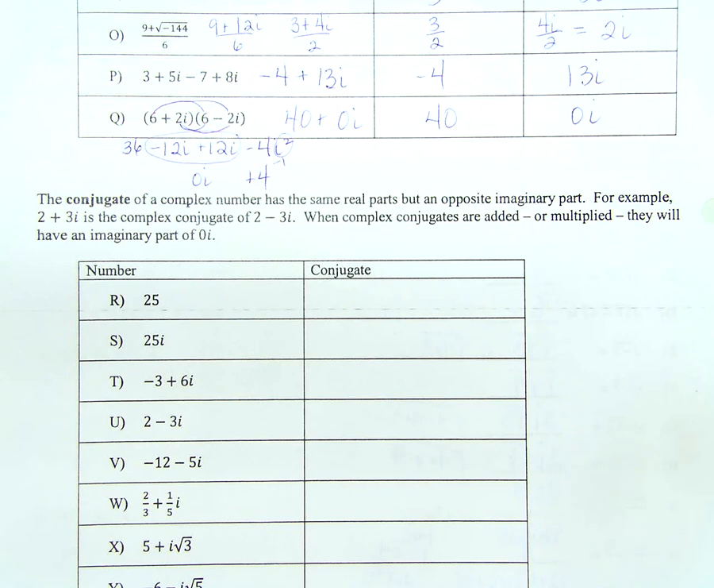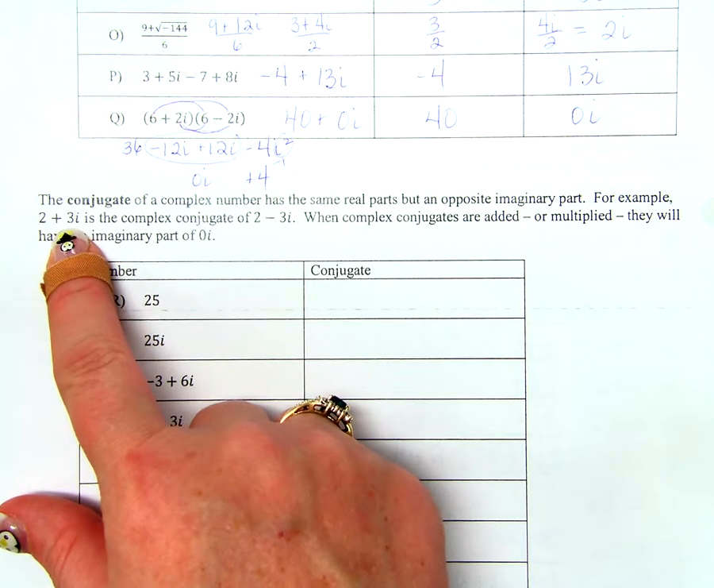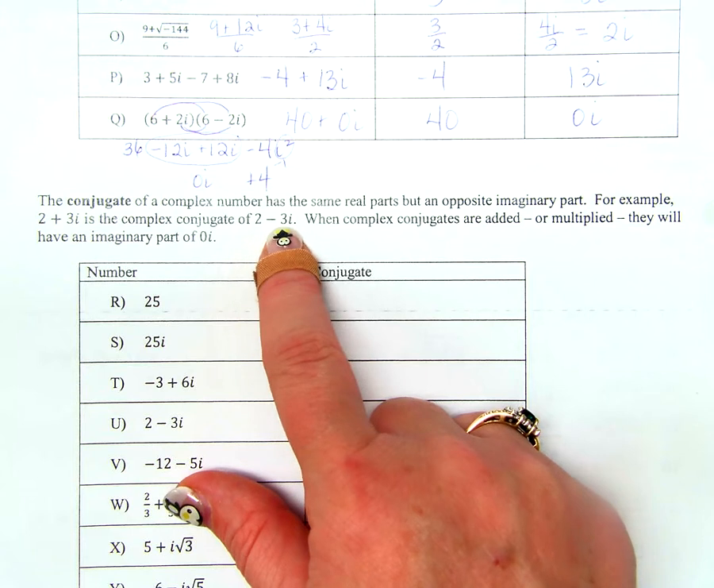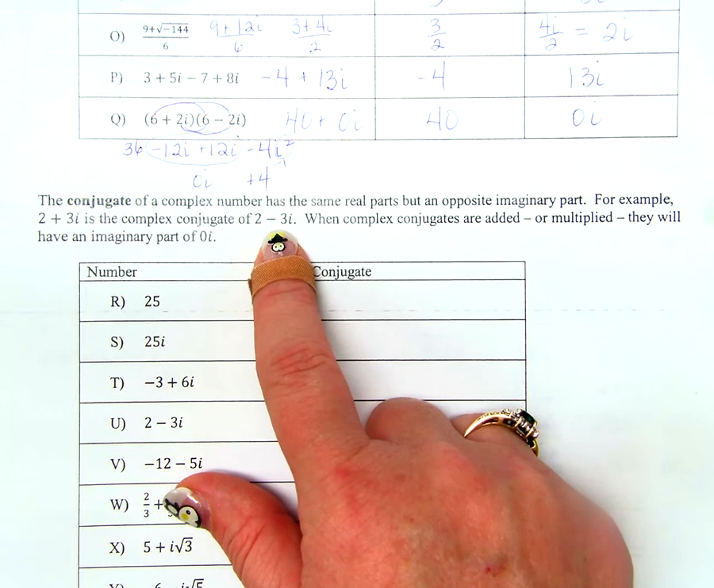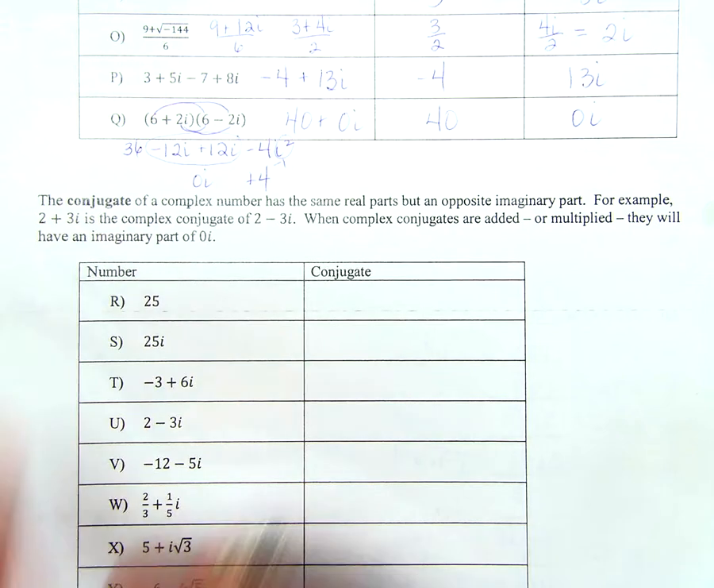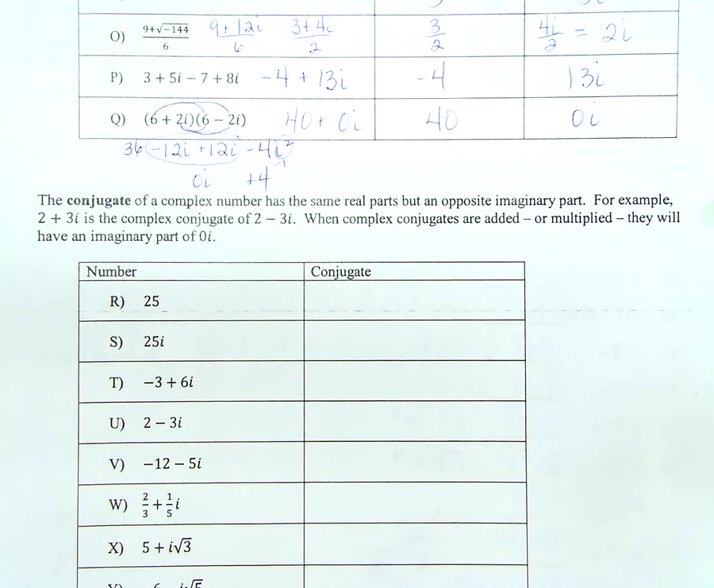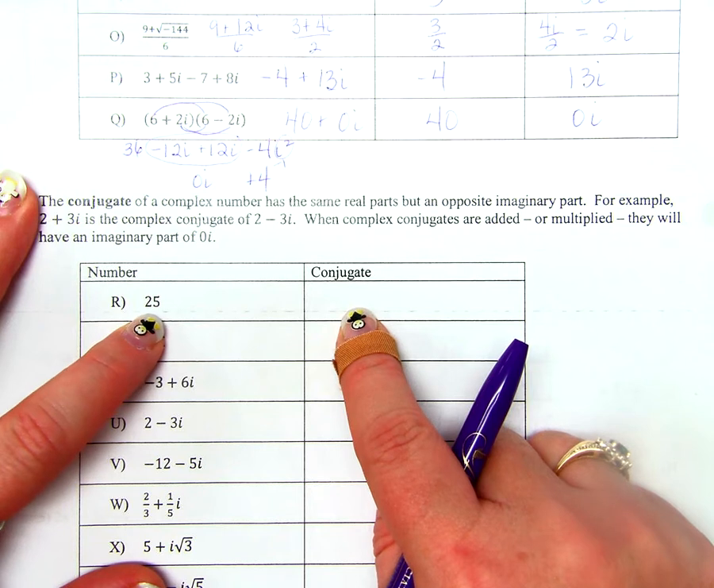A conjugate of a complex number has the same real part, but an opposite imaginary part. So if you have 2 plus 3i, then the conjugate is going to be 2 minus 3i. Also, if you start with 2 minus 3i, its conjugate is 2 plus 3i. It's the opposite of the imaginary part. Okay? So if here's the number, what's the conjugate?